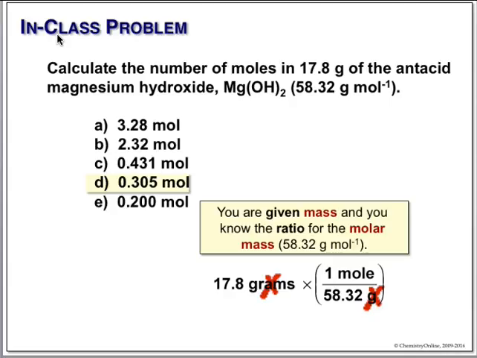Now what I just said is very important. We'll come back to this many times. This is mass divided by molar mass is moles. Remember that. Say that before you go to bed at night. Mass over molar mass is moles.